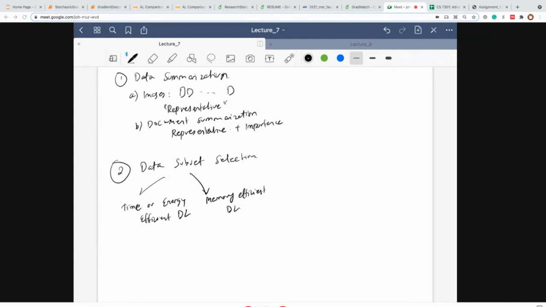right? Again, you want to take a subset of the data, but here your goal is memory, so you want a much smaller subset so you can store a smaller memory. Maybe you want to train this on low resource devices, etc. Another paradigm of this is label efficiency.